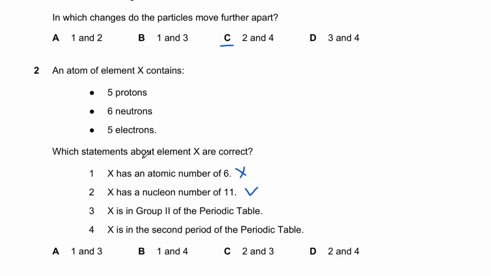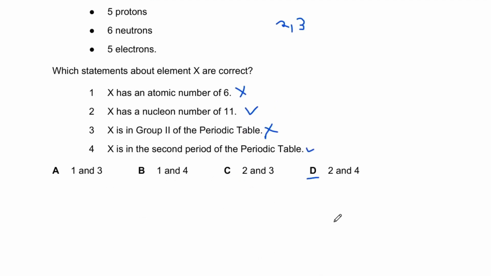X is in group 2 of the periodic table. That's wrong. X is having 5 electrons. So our group is equal to the number of electrons in the outer shell. And the electronic configuration is 2, 3, making it 5. So X is group 3, not group 2. So this is out. And lastly, X is in the second period of the periodic table. The number of shells equals the period number. So if we count the shells here, we have only 1 and 2. So it's in period 2. So that's correct. So our answer is option D, which is 2 and 4.